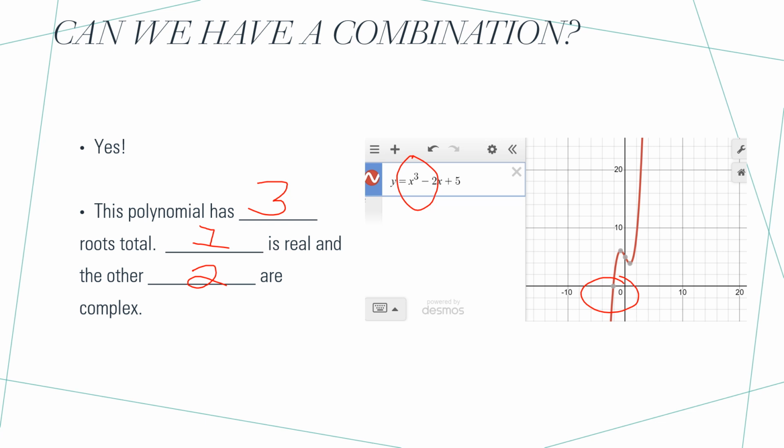You might not have any complex roots. You might have tons of complex roots. Just you can see the real ones and the other ones are complex, and they have to add up to the total number of roots.